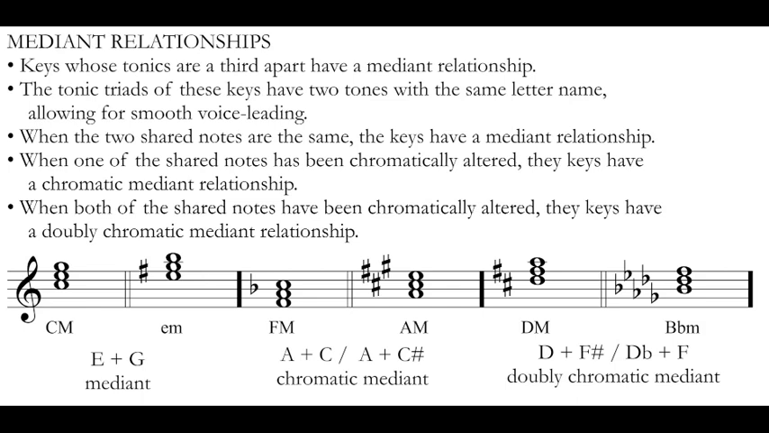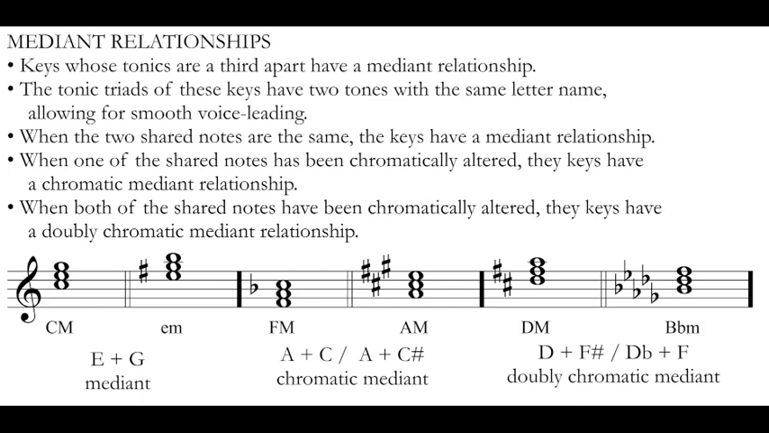If we look at our last two keys, D major and B flat minor, we note that both tonic triads have a D and an F, but in this case both pitches have been chromatically altered. The D in D major becomes D flat in B flat minor. The F sharp in D major becomes F natural in B flat minor. We call this a doubly chromatic mediant relationship.